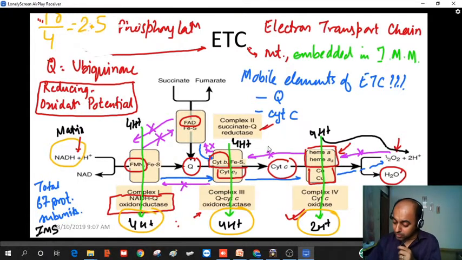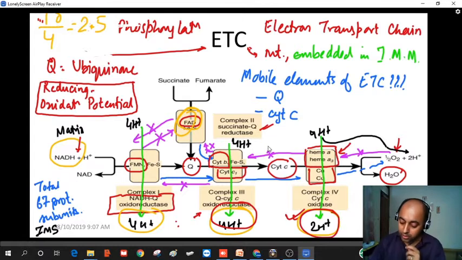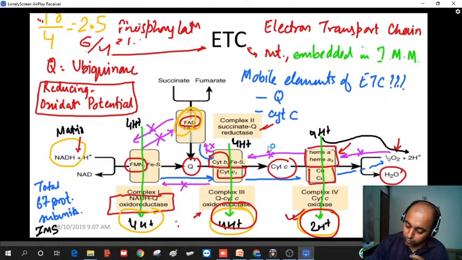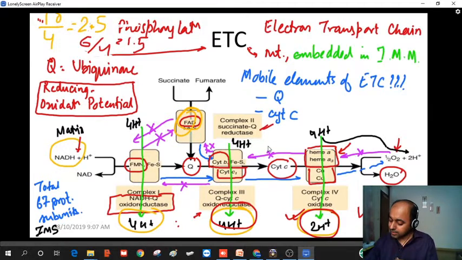But if you start from the FADH2, you are able to pump only 4 plus 2, 6 protons. In this case, we get only 1.5 ATP. So this is why the FADH2 is making 1.5 ATP and the NADH is making 2.5 ATP. This is the transport of protons by the electron transport chain, which was the oxidation. Now what is happening? A lot of protons have accumulated in the intermembranous space.